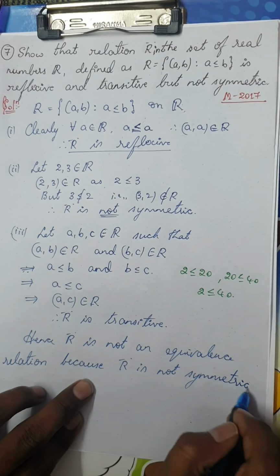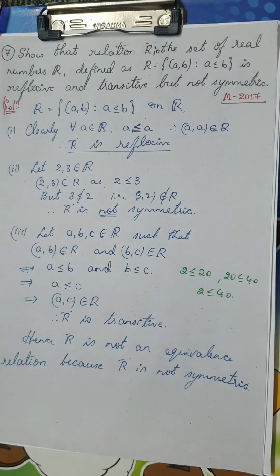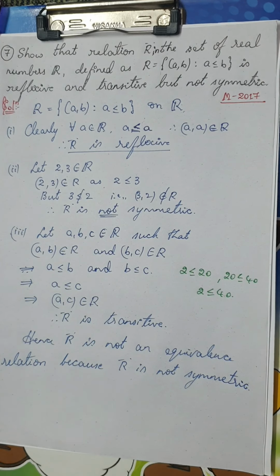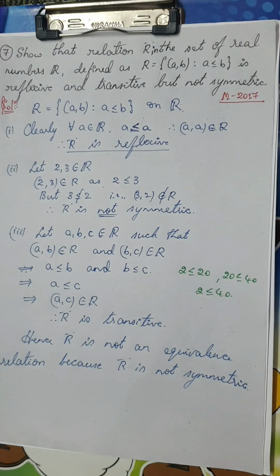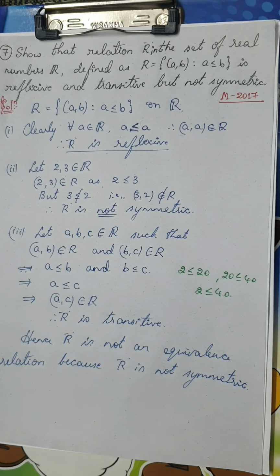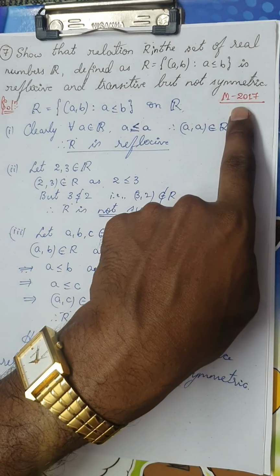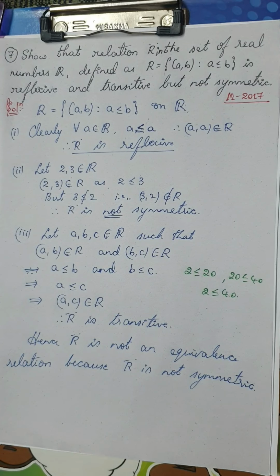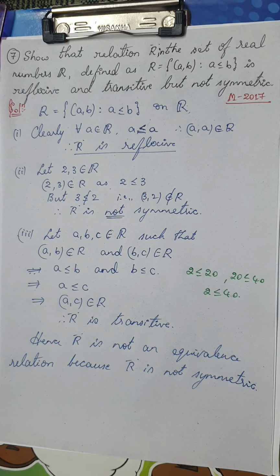Because this one condition is not satisfied, I will still say it is not an equivalence relation, and this question will give you 3 marks if it is asked in the examination. Remember, it was already asked in March 2017 for 3 marks. Okay, is it fine? Shall we move to the next one?